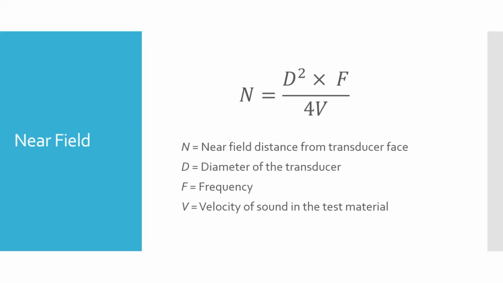The frequency we're going to use is 1 megahertz or 1 million hertz. The diameter of our probe is roughly 0.5 centimeters, but they all need to be in the same unit, so it's 0.005 meters. Half a centimeter is 0.005. What is the depth of our near field?